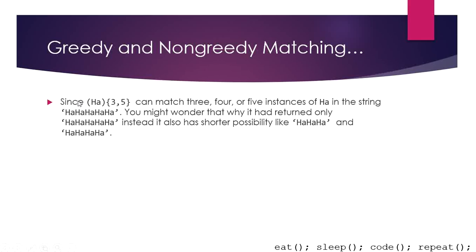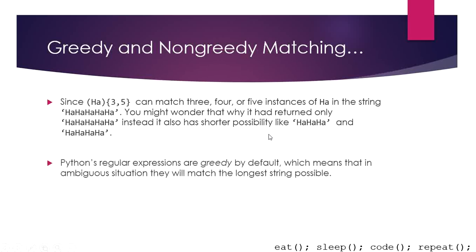Since (ha){3,5}, see there is no space, the quantifier should not have any space in it, can match 3, 4 or 5 instances of ha in the string ha ha ha ha ha. You might wonder why it returned only the whole string of 5 times ha, instead of the shorter possibilities like ha ha ha or ha ha ha ha 4 times. Python's regular expressions are greedy by default. What do we mean by greedy? In ambiguous situations, they will match the longest string possible.